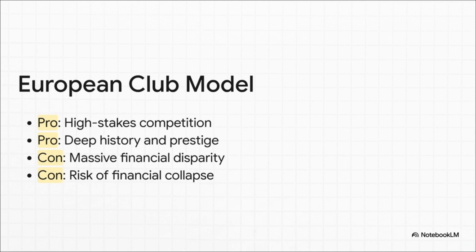Compare that to Europe. The pros are huge. Every single match has high stakes. The history and prestige are incredibly deep, and you have this beautiful romantic idea that any tiny club could, theoretically, climb the ladder all the way to the top. But the cons are just as big. It's a financial battlefield, the money gap is enormous, and smaller clubs are in constant danger of going bankrupt. Just try to hang on.